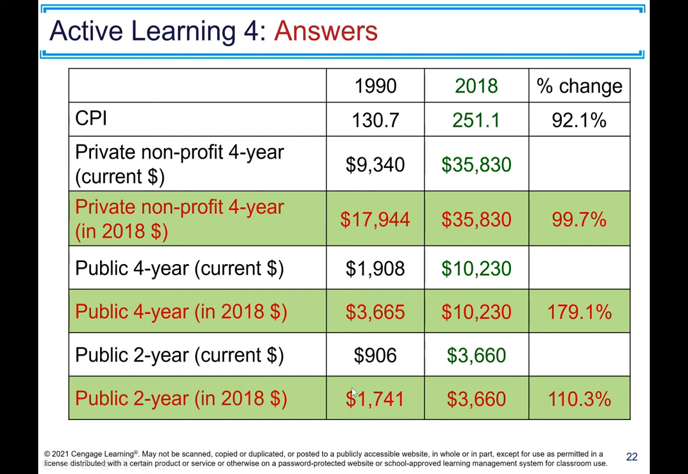Public 2-year colleges was $906 in 1990, which in today's dollars was 1,740. When you find the percentage change, you find that public 2-year colleges have increased by 110.3%. Education has gotten considerably expensive.